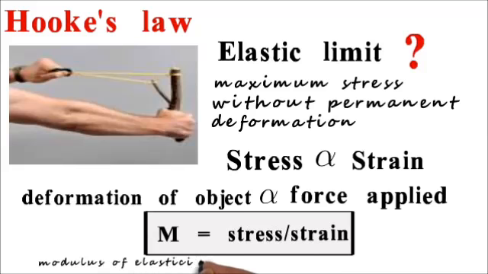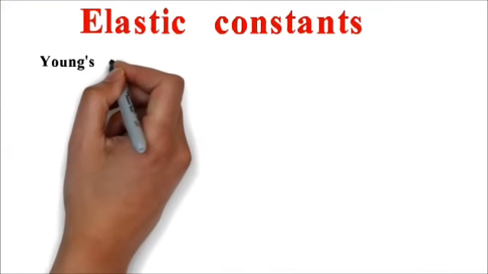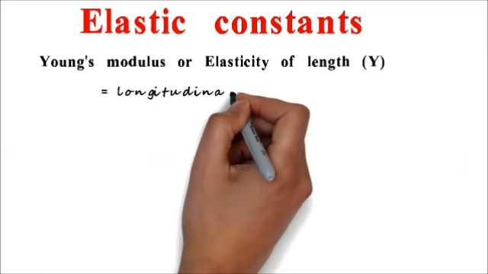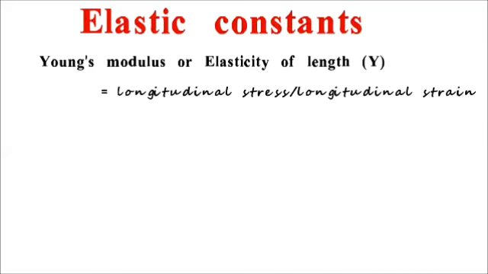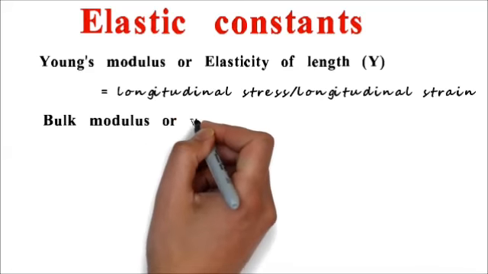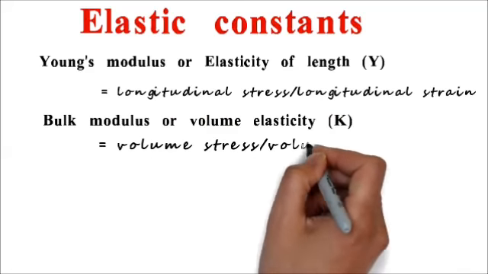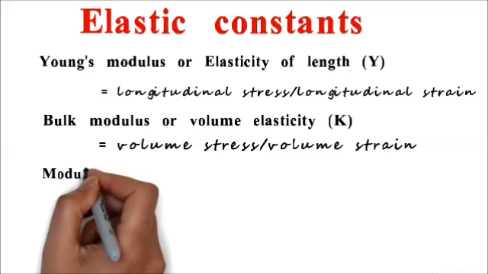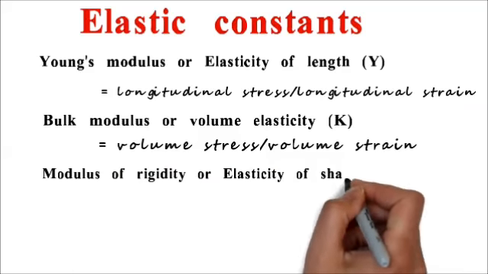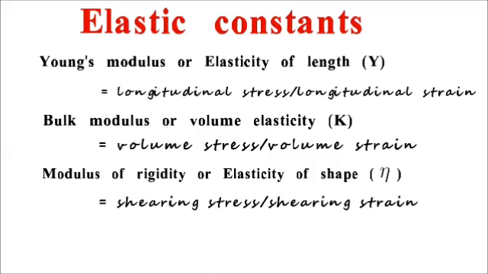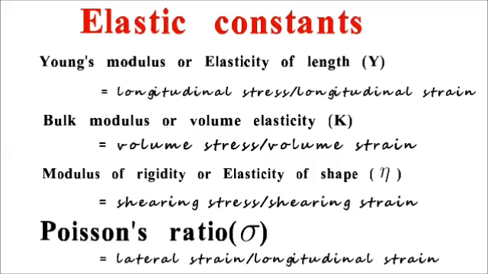Let's discuss three elastic constants. Young's modulus, or elasticity of length, is the ratio of longitudinal stress to longitudinal strain. Bulk modulus, or volume elasticity, is the ratio of volume stress to volume strain. And modulus of rigidity, or elasticity of shape, is the ratio of shearing stress to shearing strain. Another related term is the Poisson ratio, which is the ratio of lateral strain or transverse strain to the longitudinal strain.